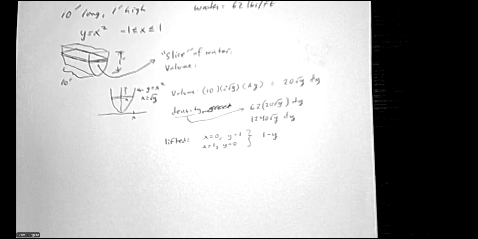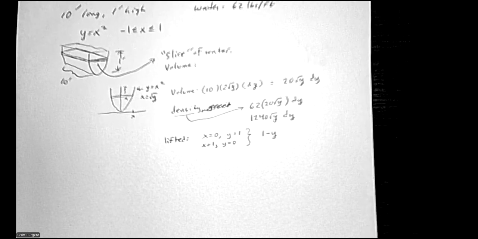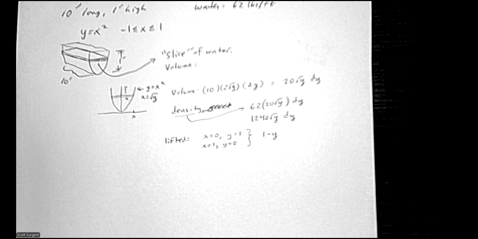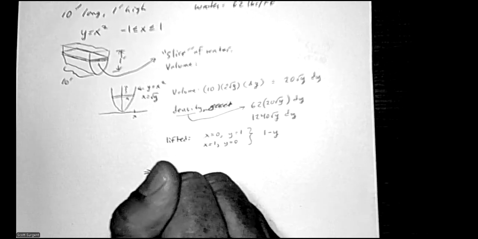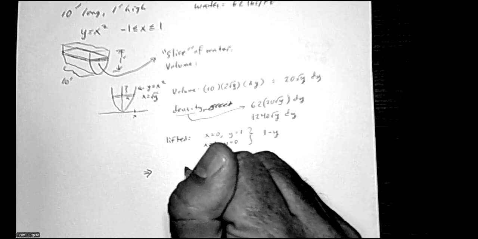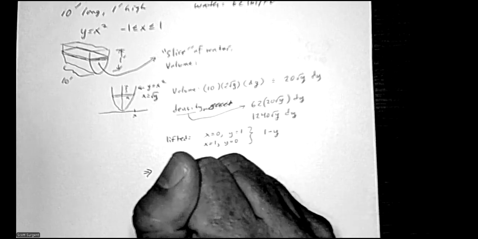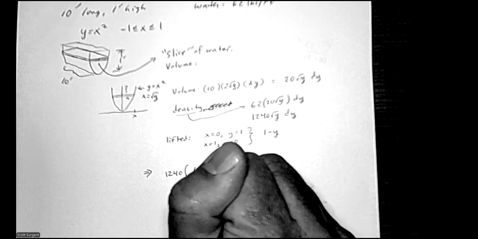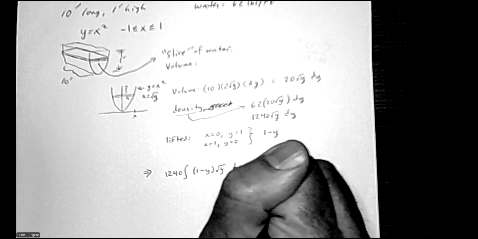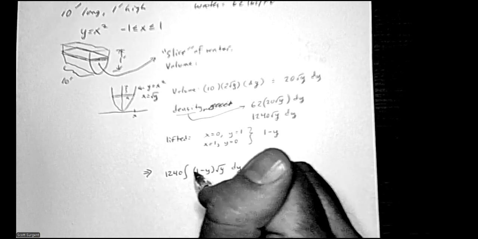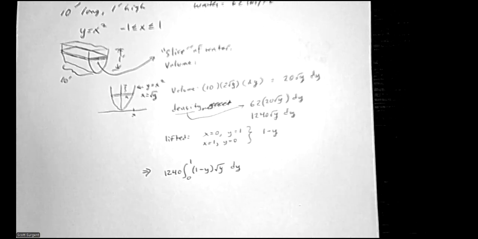Let's stop and think about that for a moment. Does that seem right? It seems right to me. Let me put it all together. I can bring the 1240 out front. I have 1 minus y, and then the rad y dy. And y itself would range from 0 to 1.